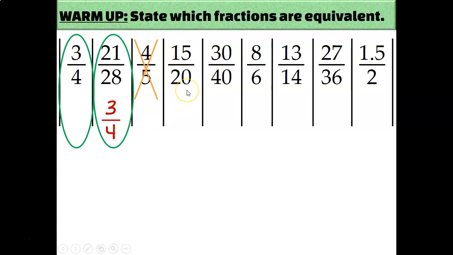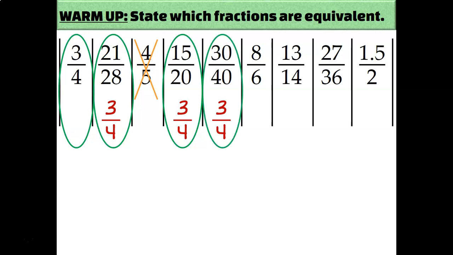What about 15 over 20? Well, yeah, they're both divisible by 5, so I could reduce that to 3 over 4 as well. So this one is equivalent to the first two. And 30 over 40, yep, that definitely reduces to 3 over 4, so that's another equivalent fraction. 8 over 6, well, they're both divisible by 2, so I could reduce this to 4/3. But 4/3 is the reciprocal of 3/4, and therefore it's not equivalent.